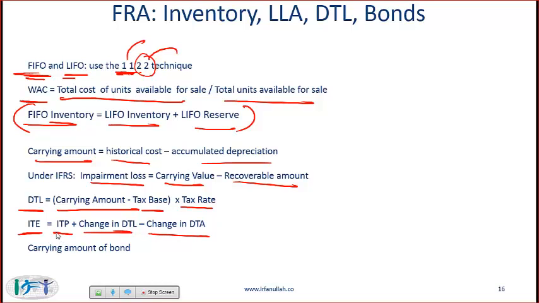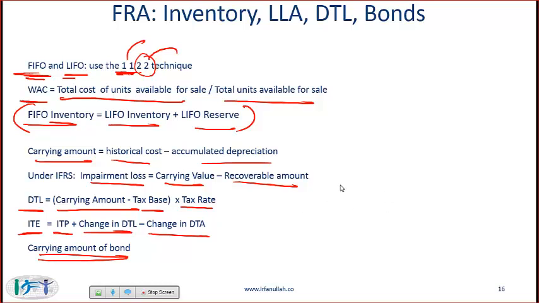Sometimes you might simply see income tax payable plus change in net DTL, because most companies have a net DTL, so you simply look at the change in net DTL. And then on FRA, the last point is the carrying amount of a bond. I'm not showing any formula here because the carrying amount at bond issuance is simply the present value of all the payments to be made discounted at the market rate of interest when the bond was issued. And then after that we follow an amortization schedule so that the bond's carrying value works its way to par.